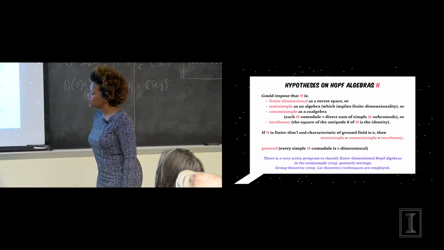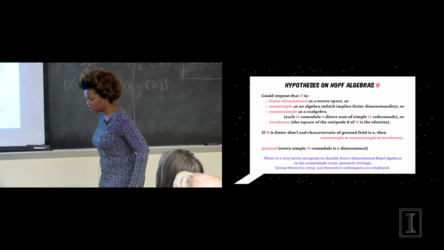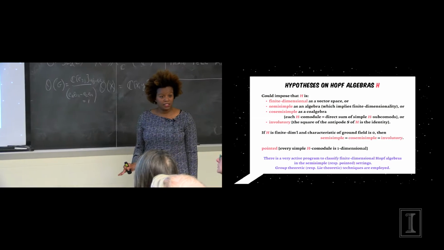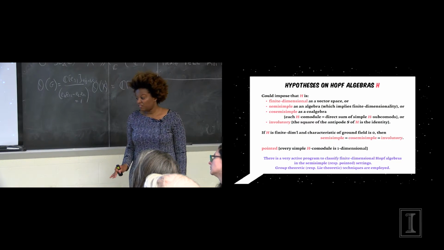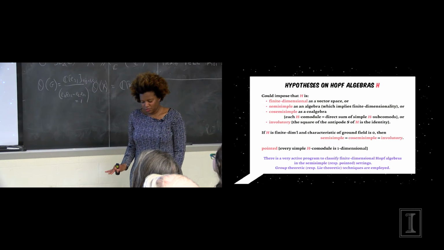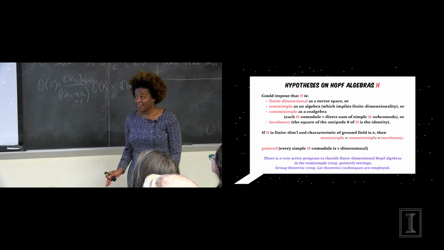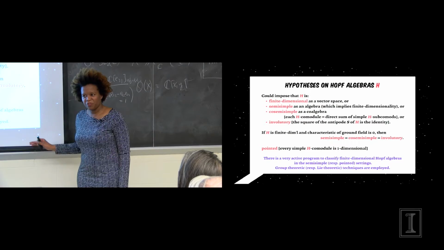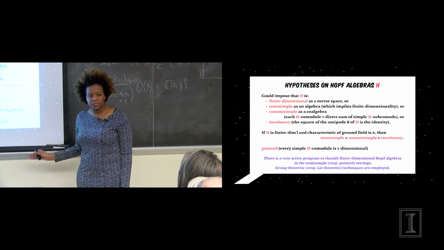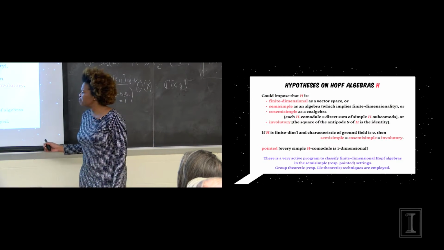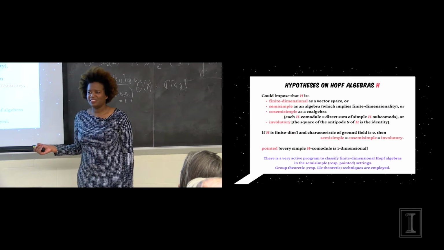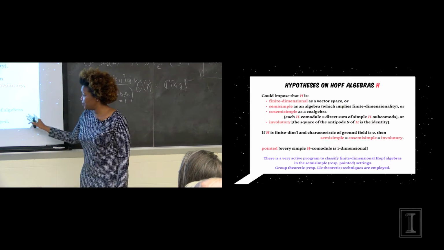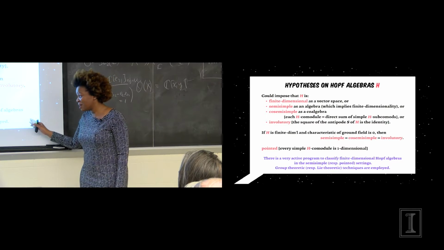Okay, so the first thing I could do is say, all right, as a vector space, my Hopf algebra is going to be finite dimensional. And you might think, that's too much, it's too strong, it's stupid. But it's not, because actually the classification program for finite dimensional Hopf algebras is extremely active. It's been going on for over 20 years, and it's not anywhere close to being done. So this is actually a pretty mild hypothesis.